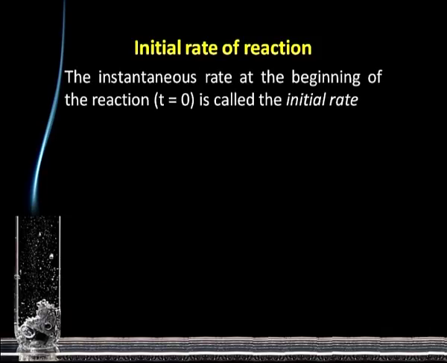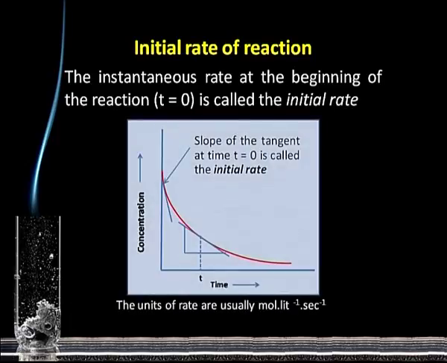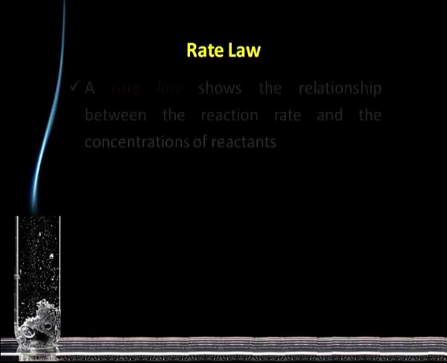Now, we also want to find out what could be the initial rate of reaction when you have just mixed the reactants. It is easy to find out that instantaneous rate at the beginning of the reaction, that is time t equal to 0, is called the initial rate, and you draw a tangent here at time t equal to 0, get the slope, and whatever slope that we get is the initial rate of the reaction.